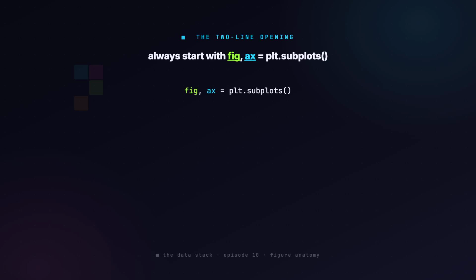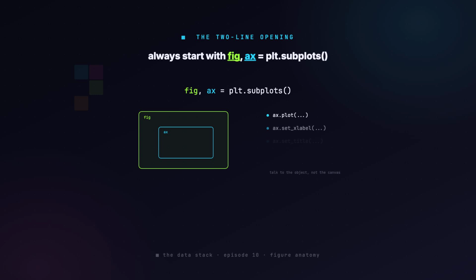So the workflow is always the same two-line opening. fig, ax = plt.subplots hands you both objects. Then you talk to ax: ax.plot, ax.set_xlabel, ax.set_title, ax.legend. The figure is the container you save. The axis is the surface you draw on. Learn this once and every later plot is just which artist do I configure.